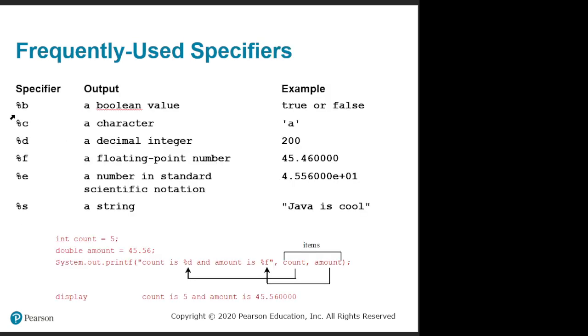A %b will take a Boolean value, true or false. %c takes a character, just like a %s takes a string. I feed my single characters into strings. A %d is a decimal integer, and a %f is a floating point number. And a %e will do this in scientific notation. Now, the format statements themselves have extended usage that they can do.